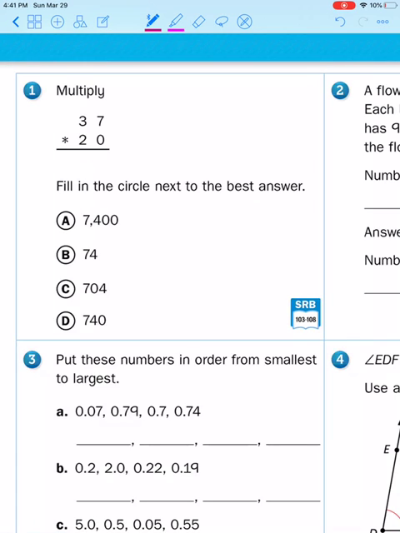All right, everybody should be on math boxes, which is on page 219 for lesson 6-11. So the first question is asking you to multiply 37 times 20. Now you could do this one of two ways. I'm actually going to move my work over here so you guys can see it, because they never give you enough room on these math boxes. So I'm going to do it the traditional way first.